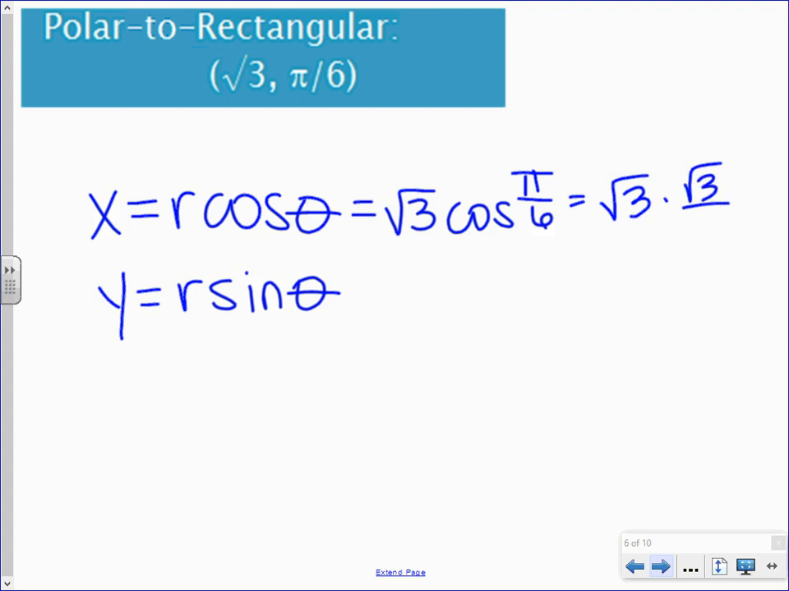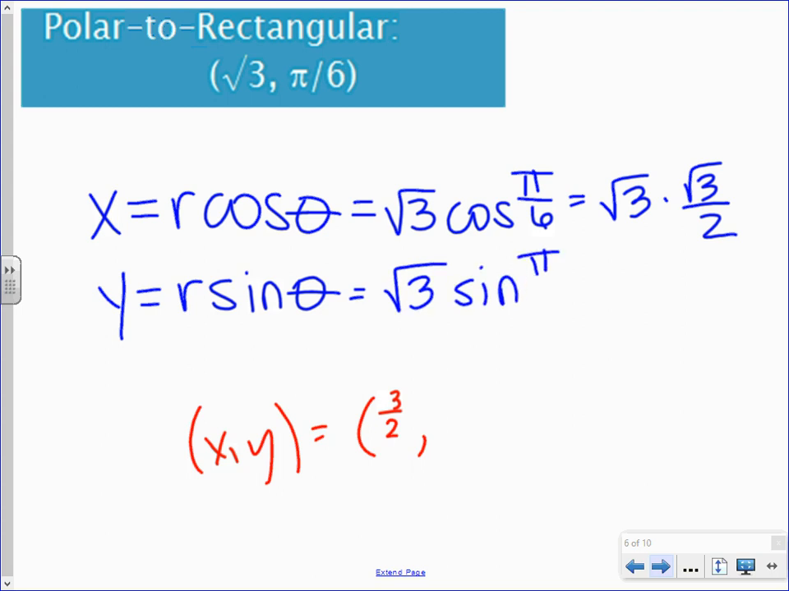Radical 3 over 2. So then the x coordinate is going to be 3/2. For our y coordinate, we're going to take r sine theta, so radical 3 times the sine of pi over 6. So we have radical 3 times 1/2. So our y coordinate is radical 3 over 2.